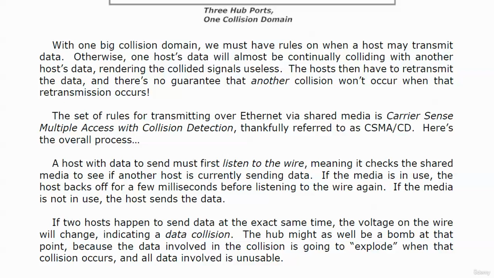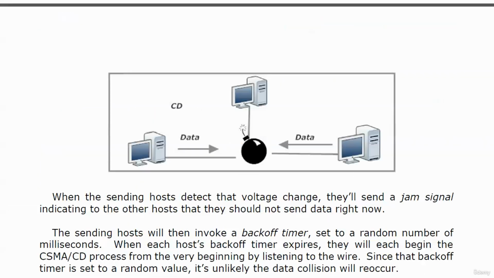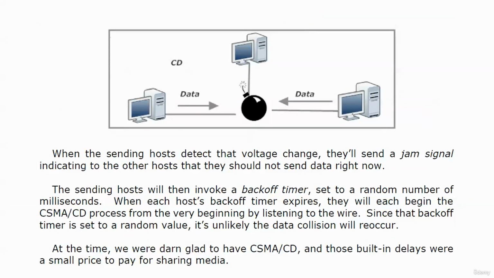Now at that point, the hub might as well be a bomb, because what's going to happen is the data involved in the collision is going to explode when that collision occurs, and it's absolutely unusable. So this is what we end up with. Even with CSMA-CD, we were going to have data collisions. It's just that CSMA-CD helped us reduce the number of collisions. Now back to the overall process of CSMA-CD.